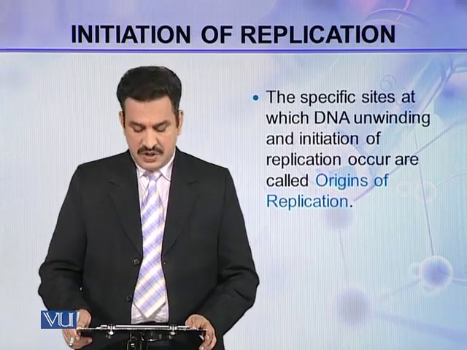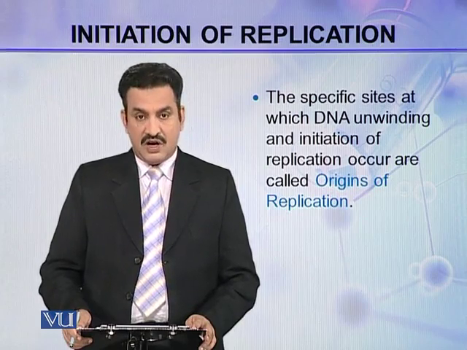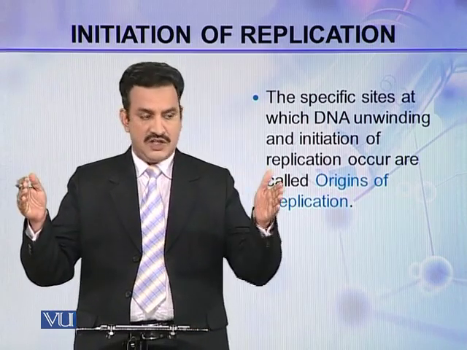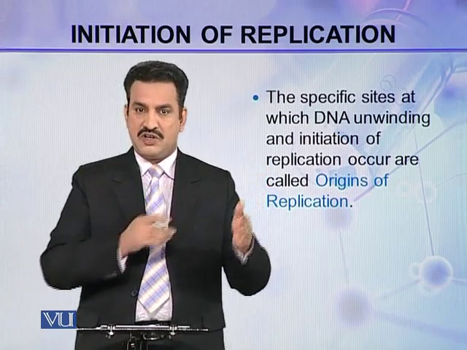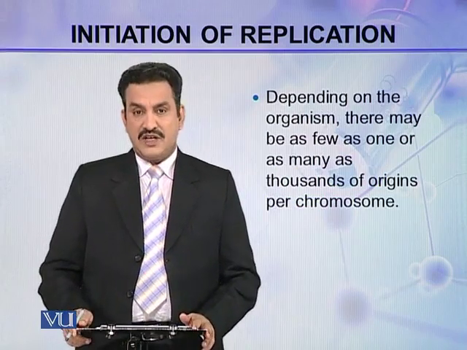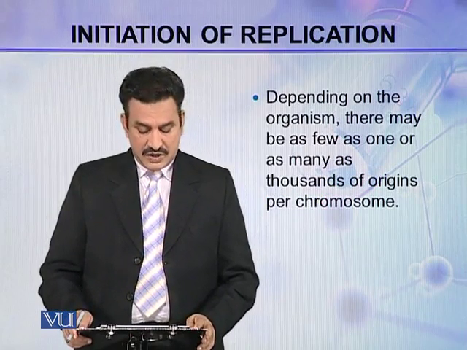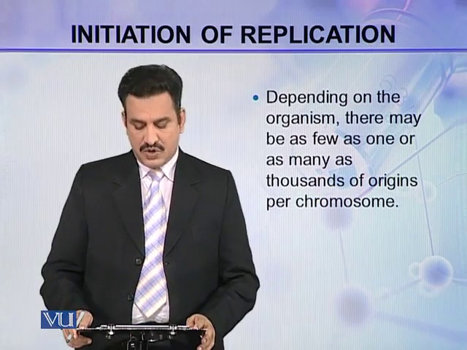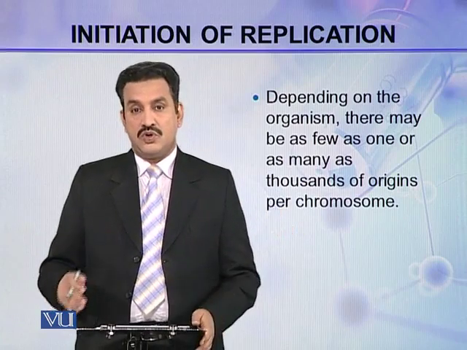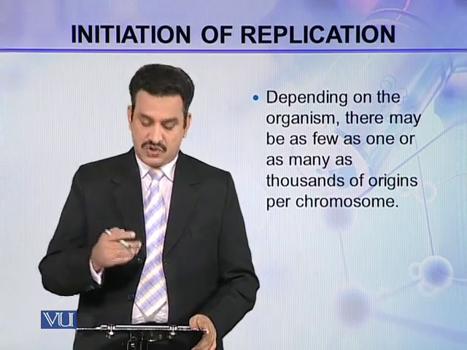The specific sites at which DNA unwinding and initiation of replication occur are called origins of replication, because there are many points between the ends of the DNA molecules where replication can start. So these regions are called origins of replication. Depending on the organism, there may be as few as one or as many as thousands of origins per chromosome. DNA molecules are huge molecules, so thousands of points can be seen where the replication can start.